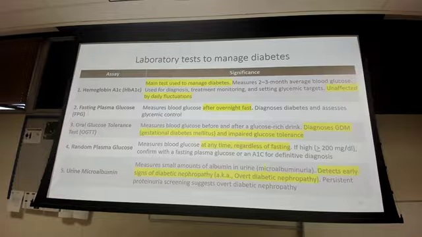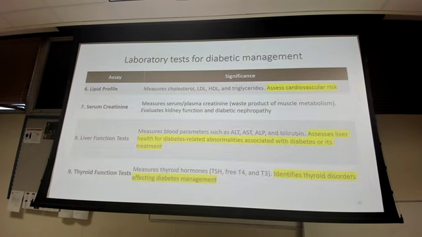Random plasma glucose. This measures the blood glucose at any time regardless of fasting. And then you have your urine microalbumin. This detects early signs of diabetic nephropathy. Okay. The hemoglobin A1C is our main one that I want you all to focus on.